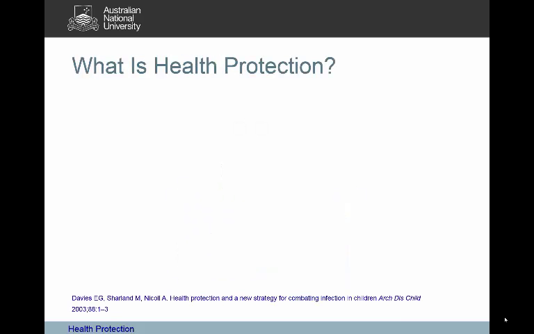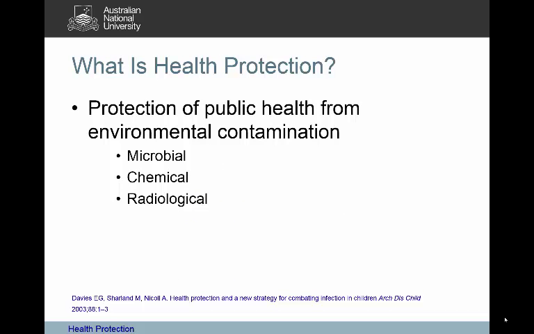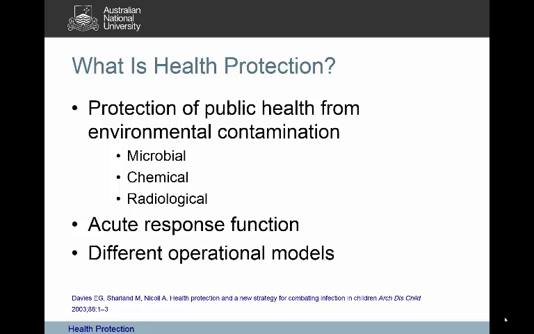So what is health protection anyway? Health protection is the protection of public health from environmental contamination. The emphasis here is on the population level. It's not at the individual level per se, but we're really generally thinking about protecting public from environmental contamination from a microbial cause, chemicals, radiological. There's an acute response function often where there is evidence of contamination that needs to be investigated and responded to. And there's also different operational models.